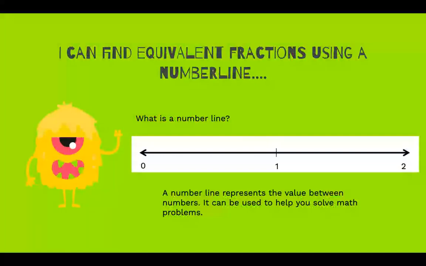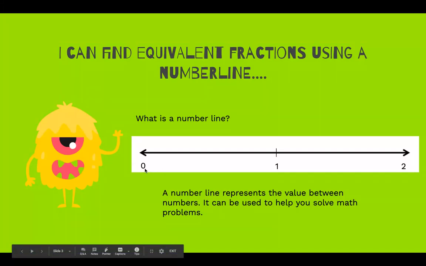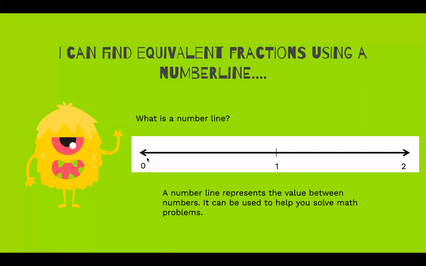Before we start to talk about finding equivalent fractions using a number line, I just wanted to review with you what a number line is. A number line represents the value between numbers. We use it a lot to help us solve math problems. This number line is representing the values 0 and 2. Using this number line, I can see that the values between 0 and 2 would be 1, 2.